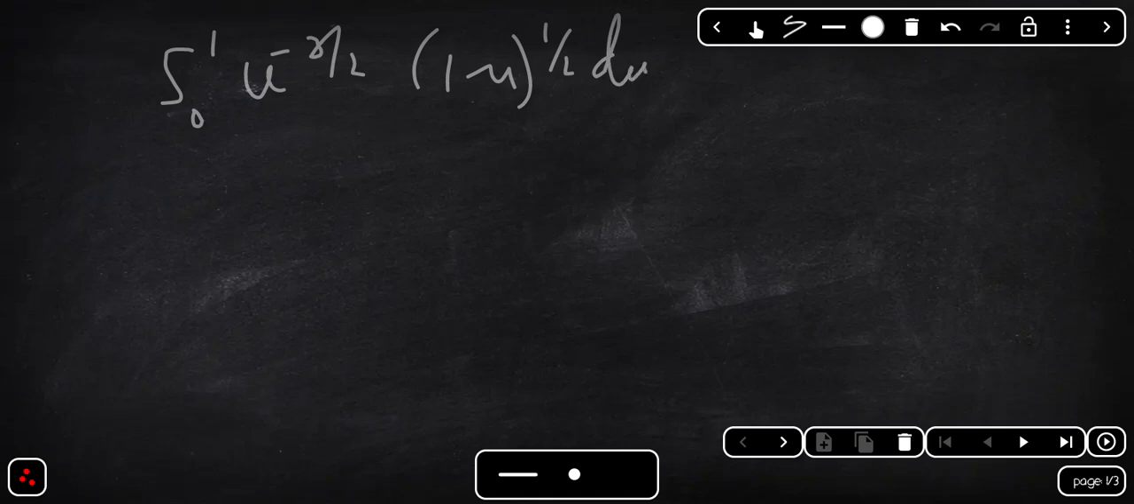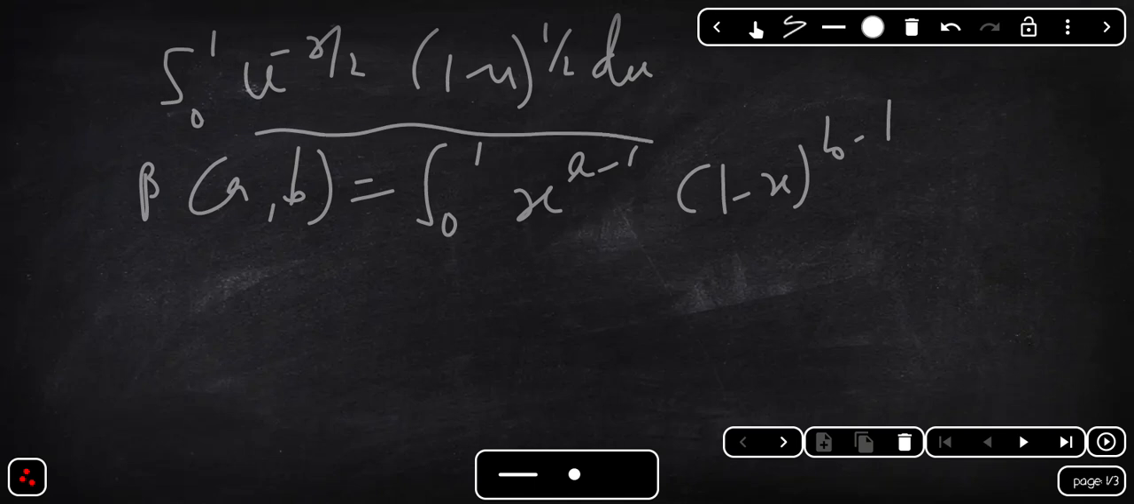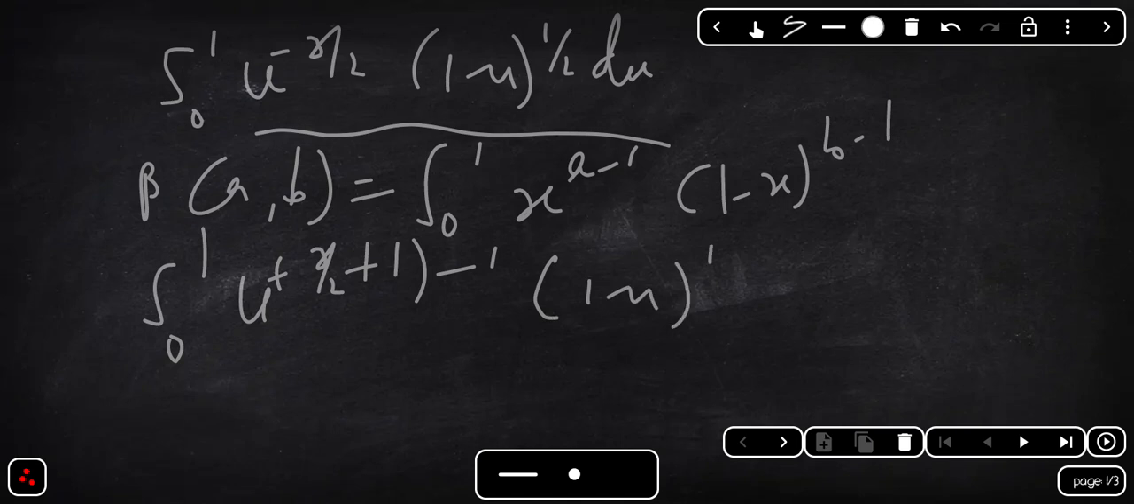So I'm going to use the beta function here. The beta function says beta of a comma b is equal to the integral from 0 to 1 of x raised to the power a minus 1, times 1 minus x raised to the power b minus 1. So I can write my integral as the integral from 0 to 1 of u raised to the power minus 3 over 2 plus 1 minus 1, then multiplied by 1 minus u raised to the power 1 over 2 plus 1 minus 1.